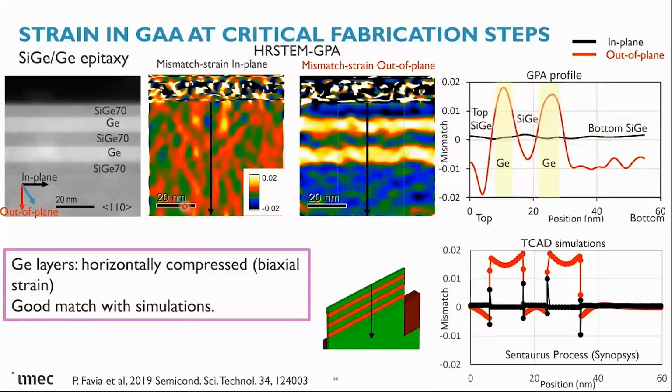We extract a profile for each of these maps, and these are here from top to bottom. And the germanium channel shows a mismatch in the plane direction equal to 0. And as I said before, a mismatch of 0 indicates that we have a fully compressed channel. And this is also in good match with TCAD simulations.